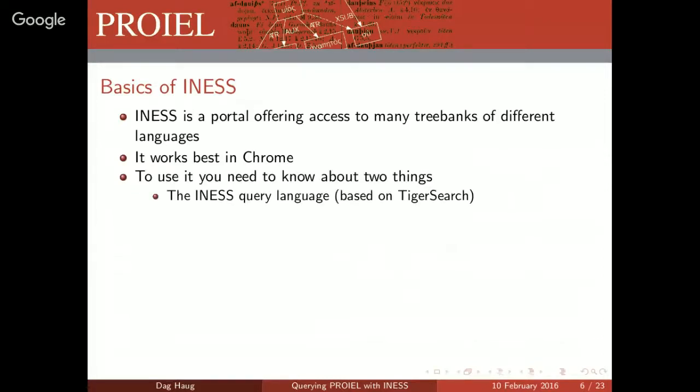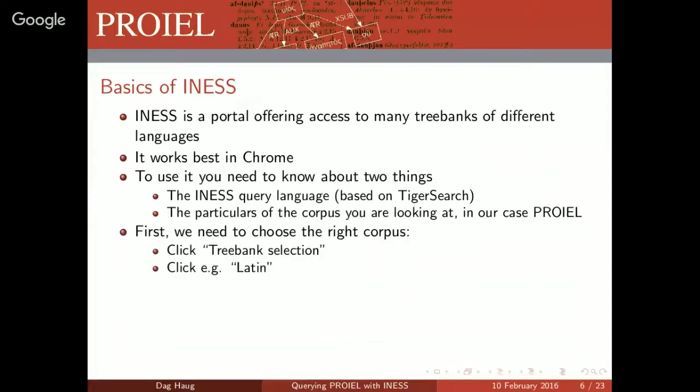And to be able to use it, you need to know really two things. You need to know the query language based on TIGER Search, as I said. This is the sort of invariant that you need to know for any corpus in the INESS portal if you want to use it. But then you also need to know the particulars of the corpus you're looking at. So that's in our case PROIEL, although we won't spend time on details that are PROIEL specific. So first we need to choose the right corpus, and now I'm going to show you the web page, and then we'll see what it looks like.